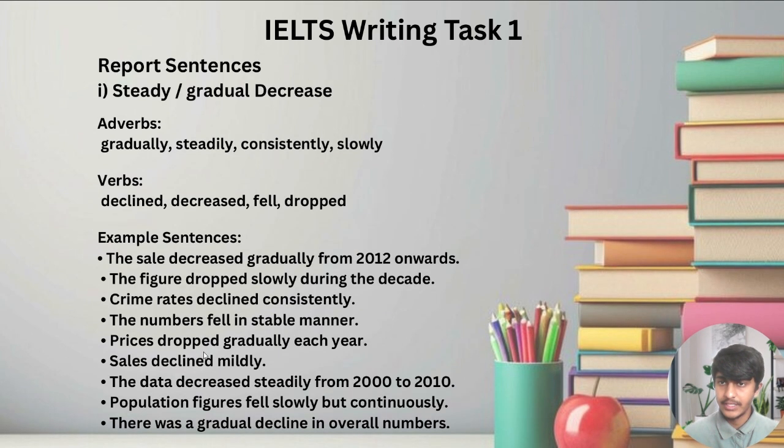Now the last one is: There was a gradual decline in overall numbers. This is a summary sentence. It is best used in the overview of the graph. We can use the overview like a conclusion. We have to use it like: there was a gradual decline in overall numbers. You have to understand it as a conclusion sentence.